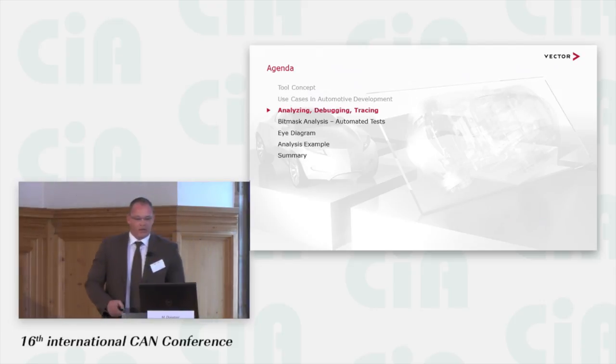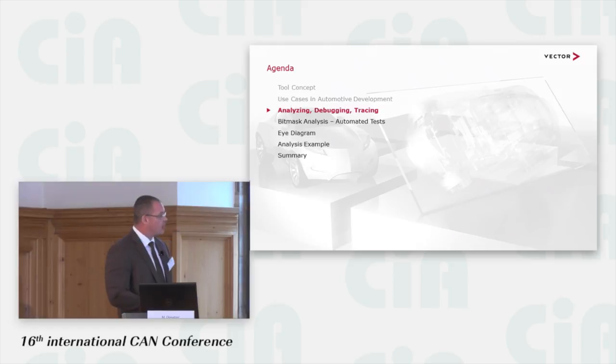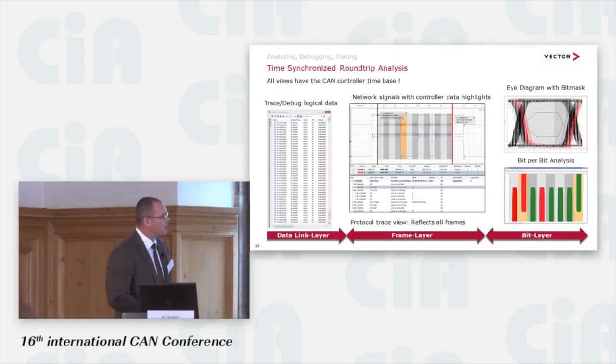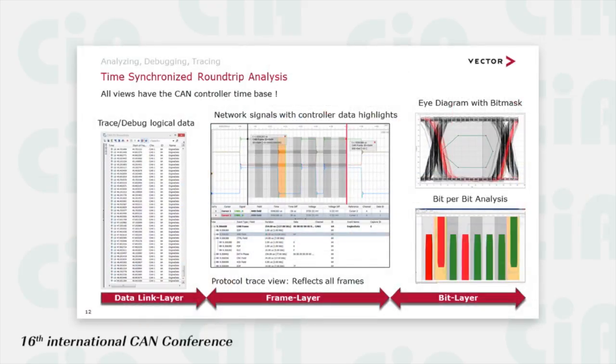Now let's talk a little bit in detail about analyzing, debugging, and tracing. Let's have a look into the tool. Here you see some tool windows. The slide is separated in 3 sections, starting from the left side with the data link layer. Then we come to the physical layer, which consists of the frame layer and the bit layer, and the granularity of analysis increases from left to right.